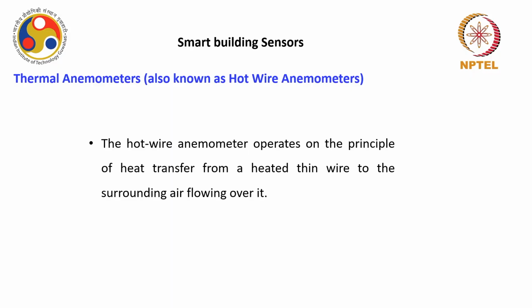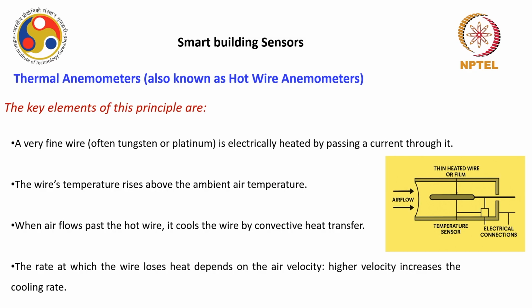The hot wire anemometer operates on the principle of heat transfer from a heated thin wire to the surrounding air which is flowing over the wire. The key element of this principle is a very fine wire. This is the wire I am talking about. This is the schematic of the hot wire anemometer.